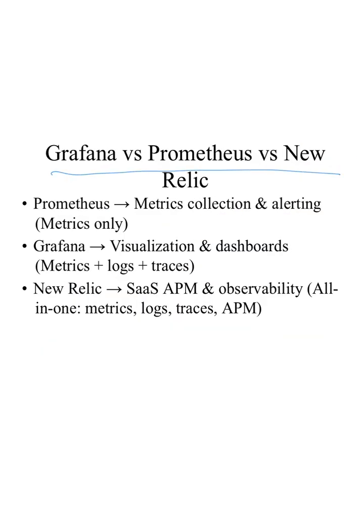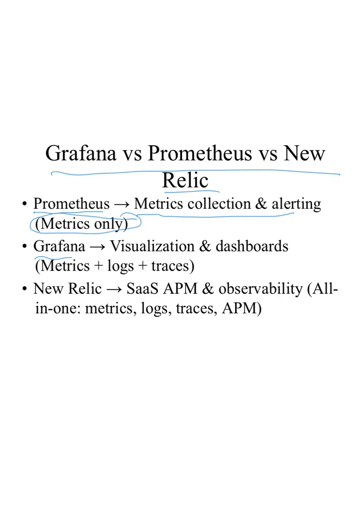Grafana, Prometheus, New Relic, what is the difference? Though I will go very fast and cover only the basics here, because each of these demands a separate video, still people get confused, so I would like to tell you here. What is the purpose of Prometheus? Prometheus is for metric collection only and alerting only, right? You can just know that this is for metrics only, metric collection.